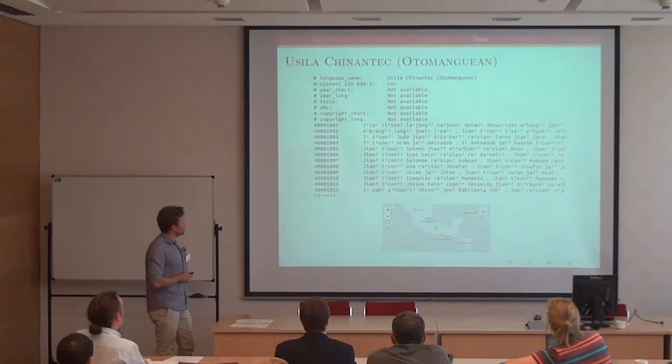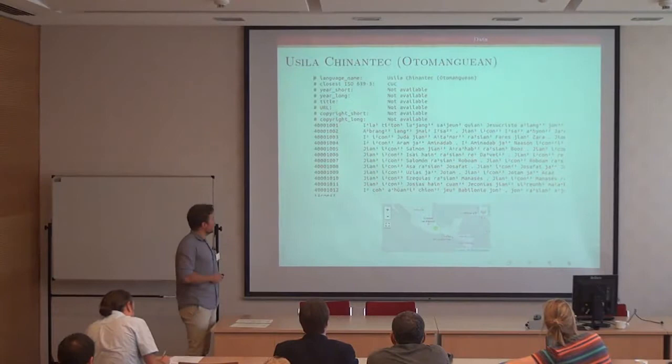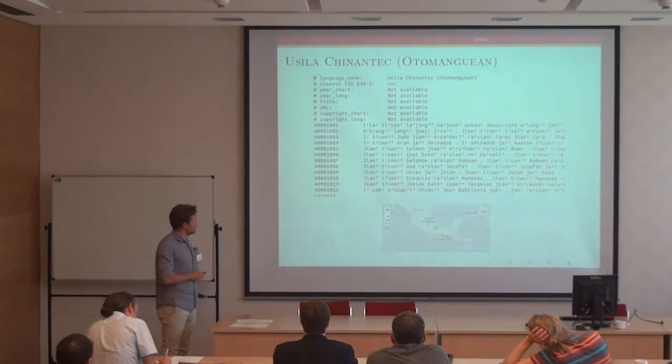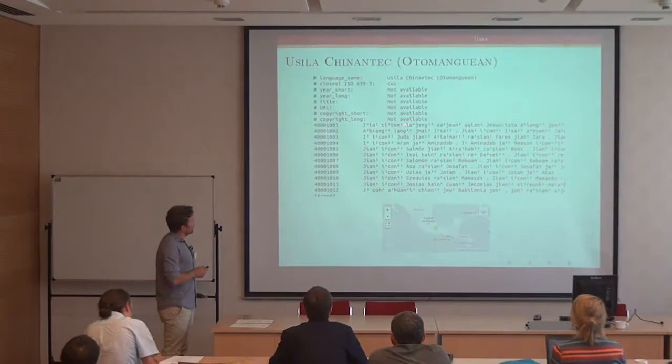Another issue that's really interesting is tone. So here you have Usila Chinantec, an Otomanguean language of Mesoamerica. And you can see there are tone numbers indicating the pitch. It runs so that high is a low number. So this would be a low tone, then a higher tone. First of all, one issue is, again, tokenization. It will split on these numbers because they're not alphanumeric characters, or not recognized as part of words. But if you only use white spaces as they introduce them here, then you're fine.